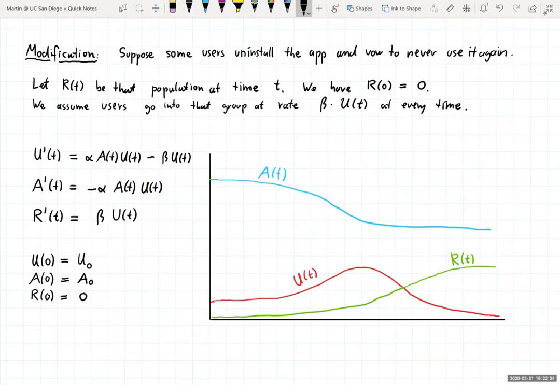The modification for this model is as follows, namely we introduce a third category of the population. Let us suppose that this app is trending throughout the social network, but then some people realize, okay, this is really a stupid app and I don't need it at all. It's way too expensive, collects way too much information and takes up way too much memory. And so they uninstall the app and vow to never use it again, ever.